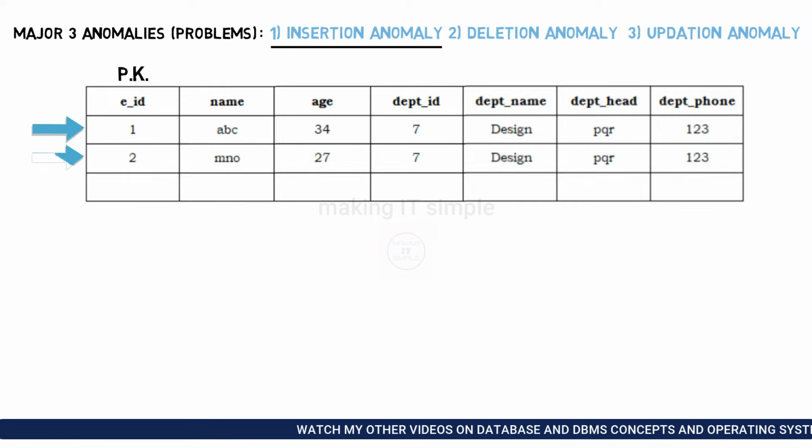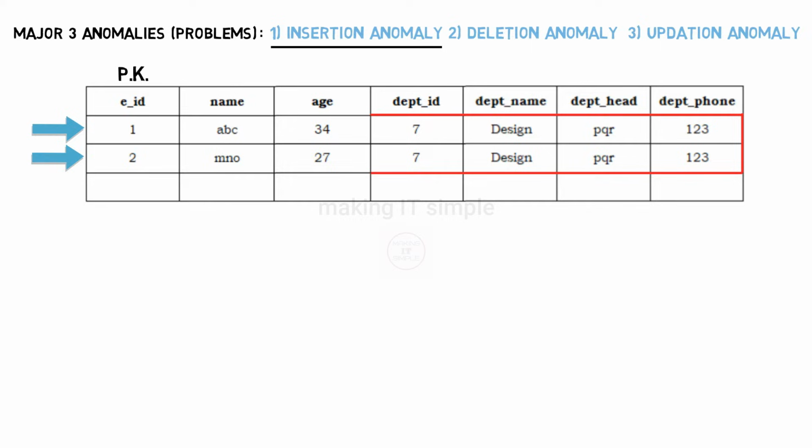The second employee is also working in the same department. He has ID 2, name MNO, age is 27, department ID 7, department name is design, department head is PQR and phone is 123. So this is our table. As you can see, there is redundant data present in the table.